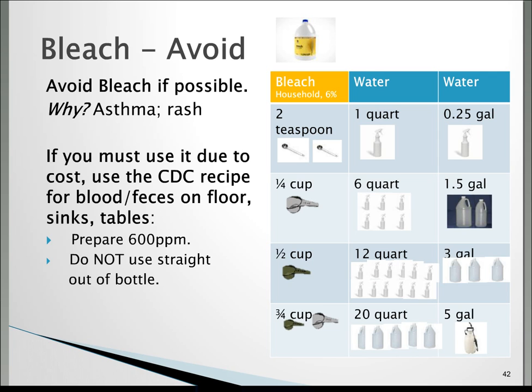Now, a lot of employers, and I do sympathize, want to use bleach because the price is right. For 89 cents, I can buy that gallon of bleach. So if you're buying the bleach because of cost, I would like to encourage you to make sure that you're using the recipe that you need. The Center for Disease Control has done studies on how well bleach will kill HIV, hepatitis, and other germs and bacteria that you find in blood and feces. And it turns out the recipe does not have to be that strong. It could be 600 parts per million.